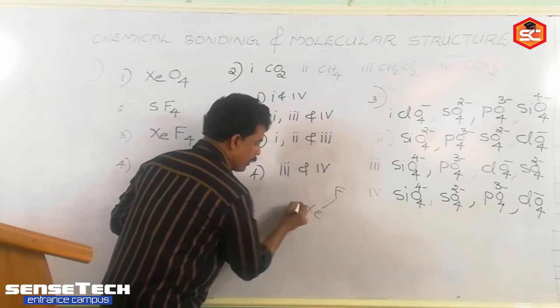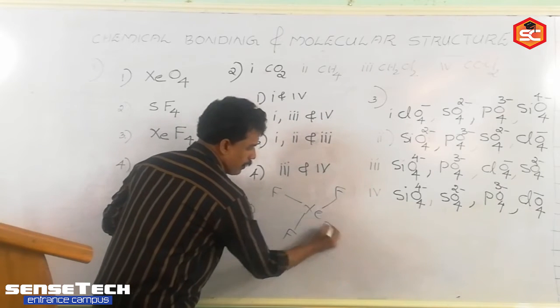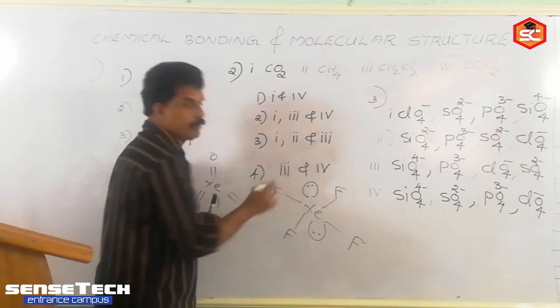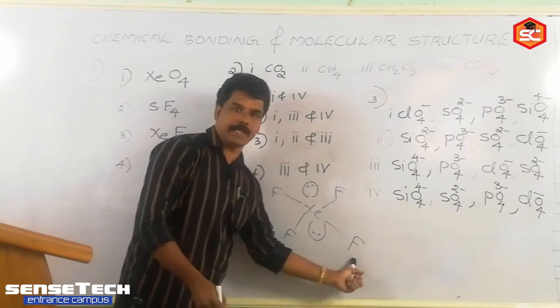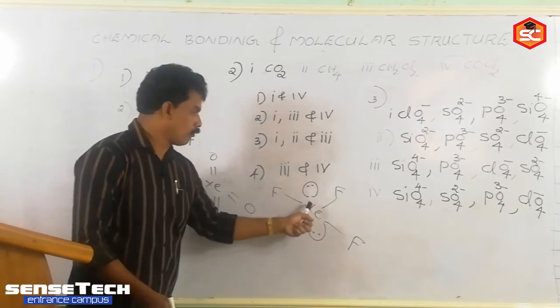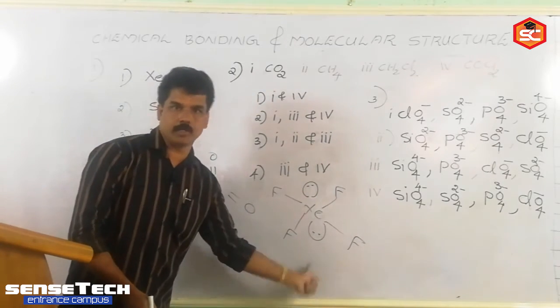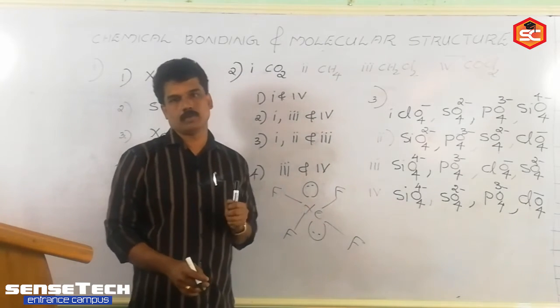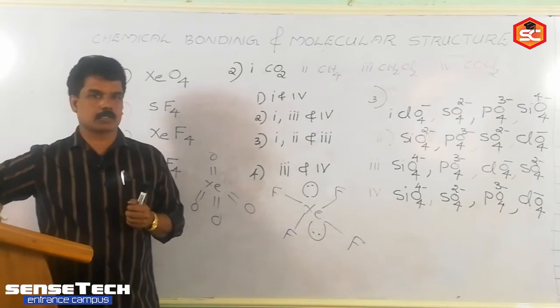XeF4: 4 fluorine on the plane, making a square shape, with 1 lone pair above and 1 lone pair below. So we can represent it on a plane, because it is a square shape. So what is the polar character? Mu value is 0. So the third one is the correct option.